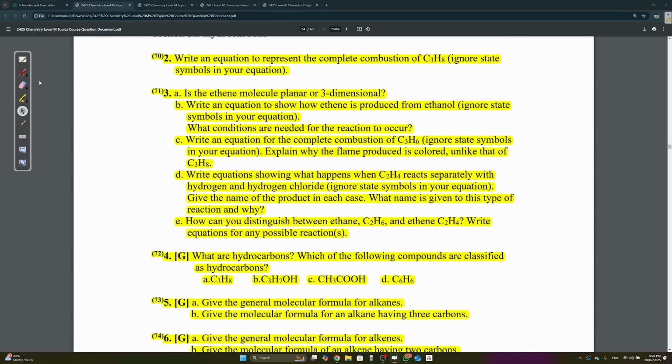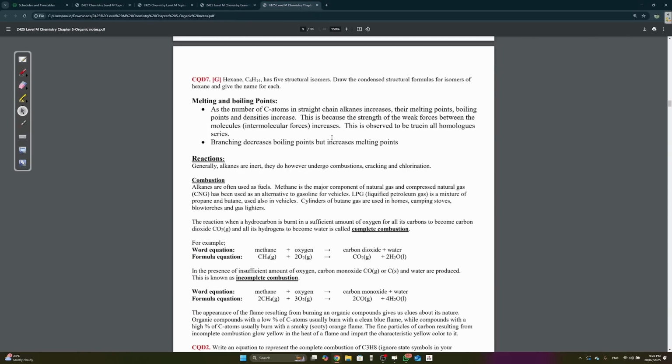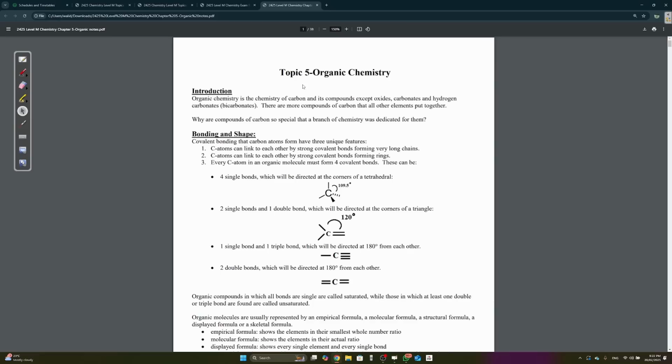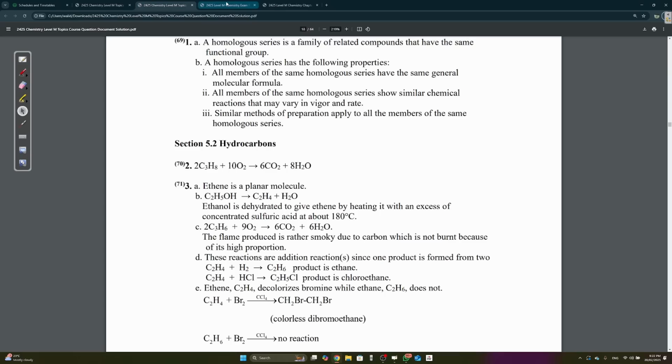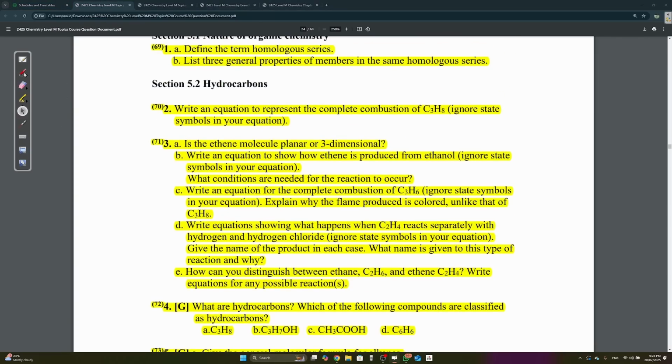Question 3, is the ethene molecule planar or 3-dimensional? It's not required, but it was in the notes. I think it was the first thing written up here, somewhere here. Anyways, I couldn't find it, but it's a planar molecule. All of our alkanes, alkenes, whatever, they're not 3D, they're all planar. Ethene, by the way, you need to know how they look.